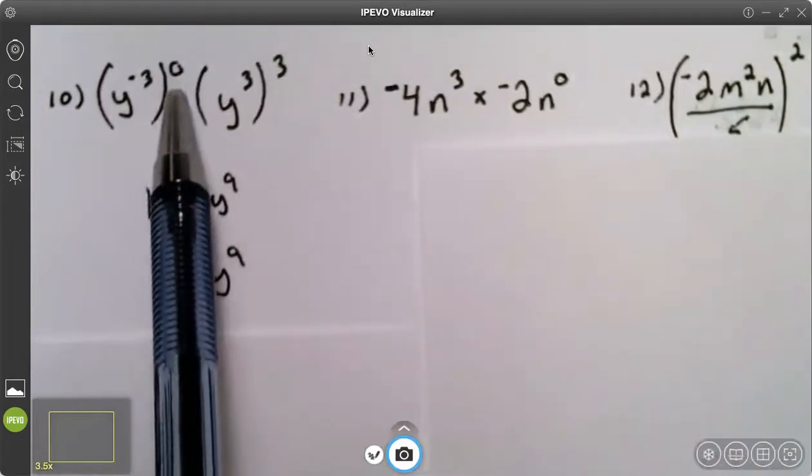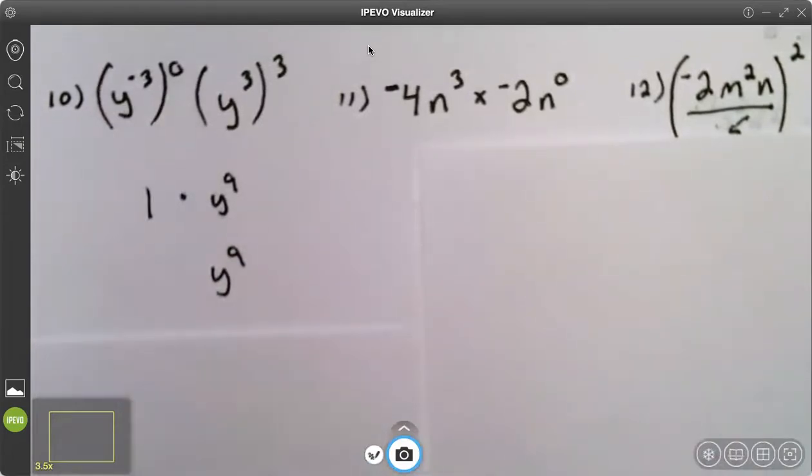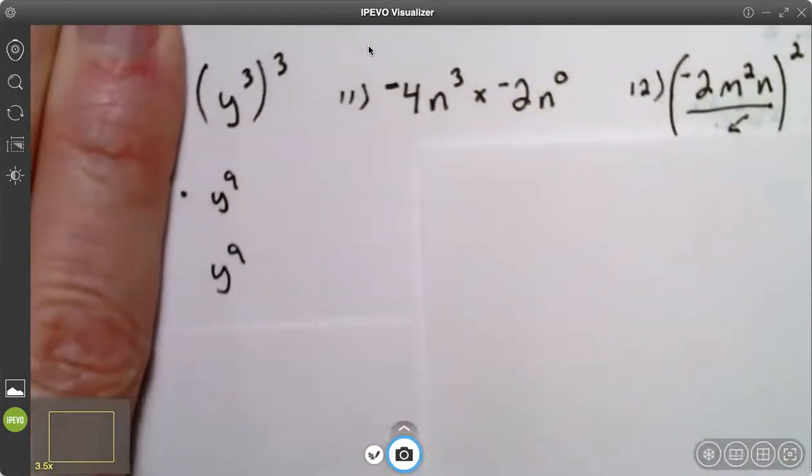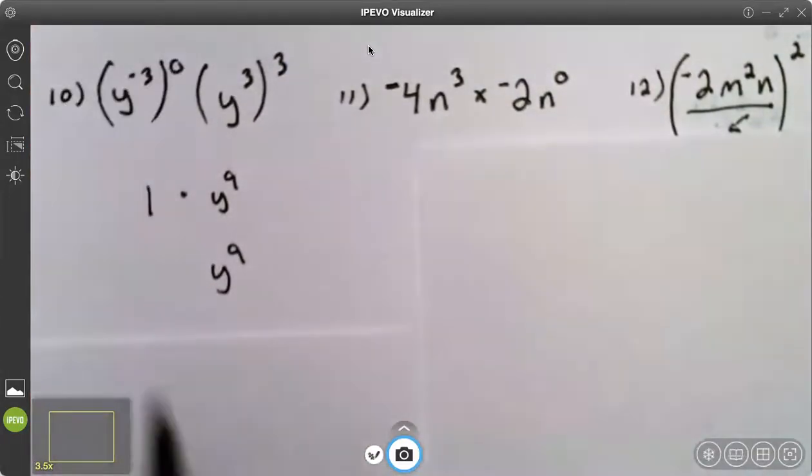And honestly, when I see something to the 0 power, I just completely ignore it and think about this only, because 1 only matters if that's the only thing there. But since I have the y to the 9th, I don't have to write that understood 1. Number 11.